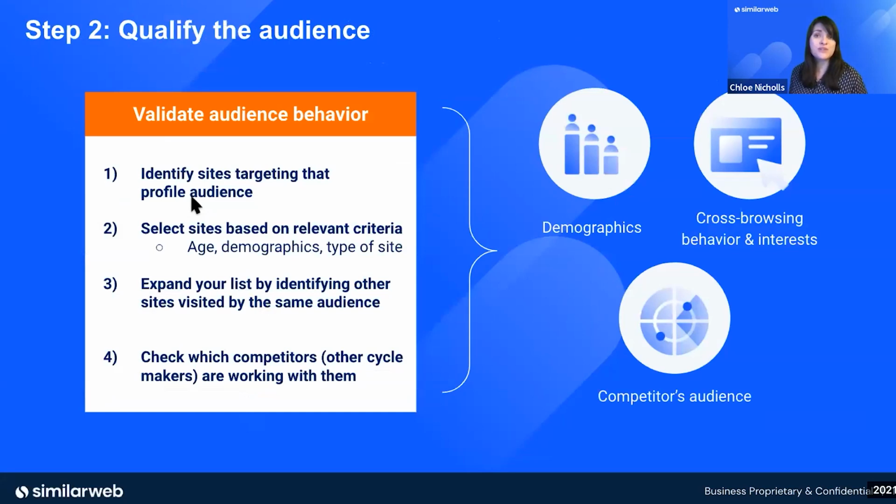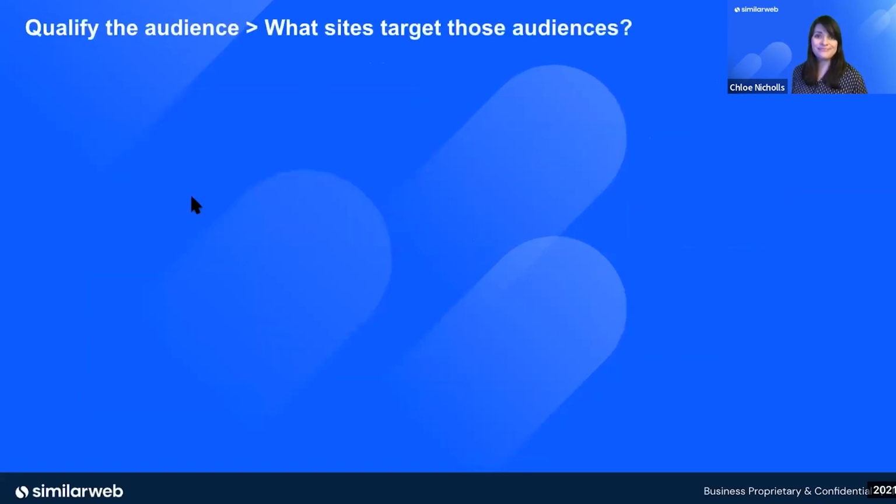The next step is to qualify this audience. So either by sites that target your audience or selecting sites based on their age and gender or demographics. It's also great to look at their cross-browsing behavior and exploring your competitors' audience, the types of audience that they also attract and partner with to inform your own go-to-market strategy.